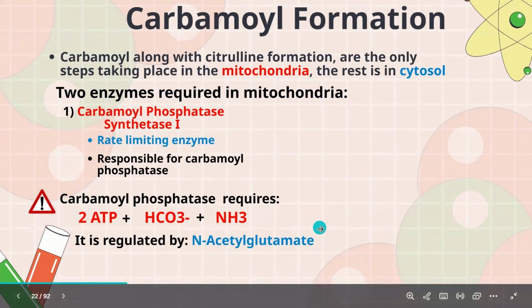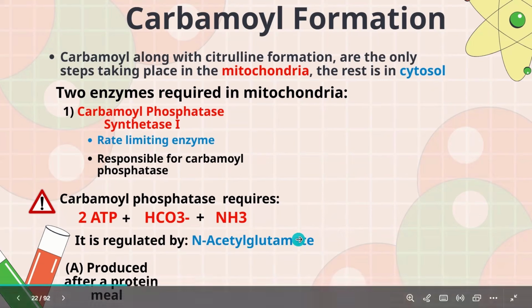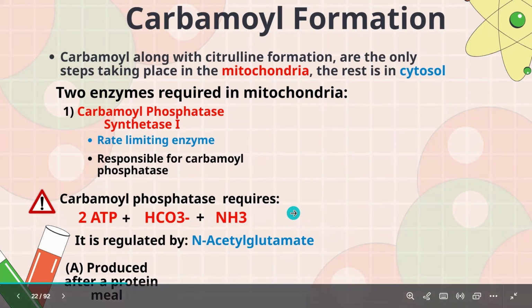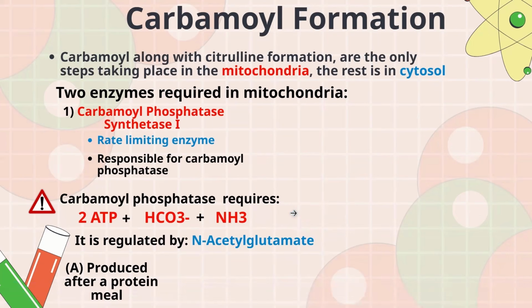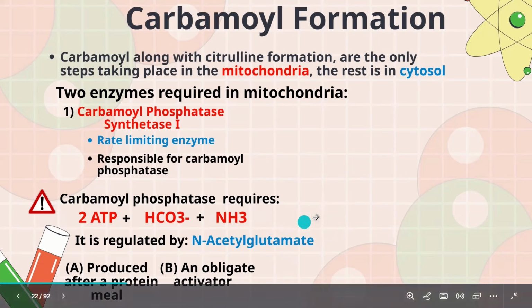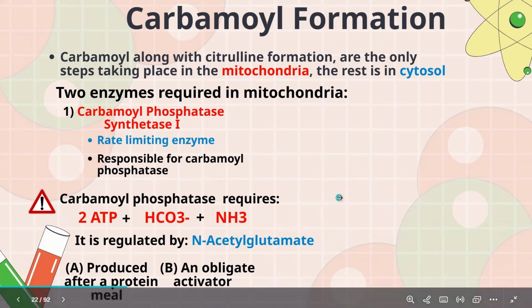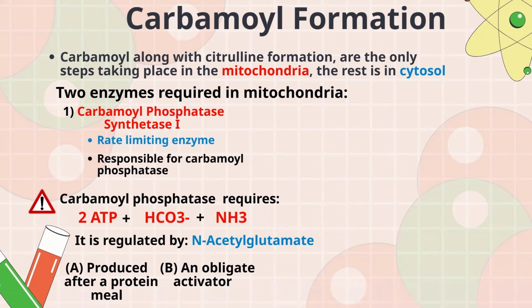We're going to talk more about this regulator because he actually is really important. This is mainly regulated through N-acetylglutamate, which is produced after a protein meal, and it is also an obligate activator. It's produced after a protein meal, and it is an obligate activator, meaning it is required to activate.